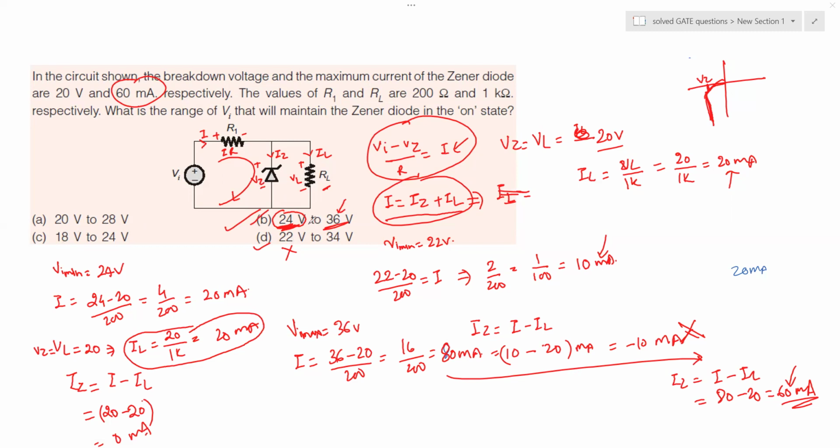So this is how this circuit will maintain the Zener diode on for the given range of input voltage, that is from 24 volts to 36 volts. And when it does so, it is acting as a regulator, regulating the output voltage against the variation in the load and against the variation in the input, as we've seen before.